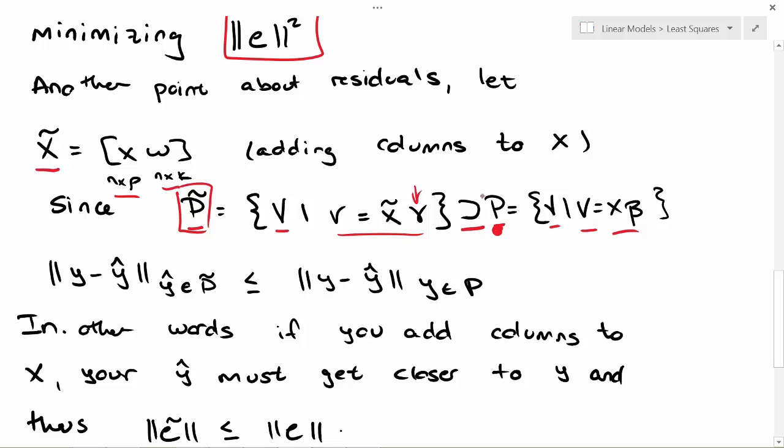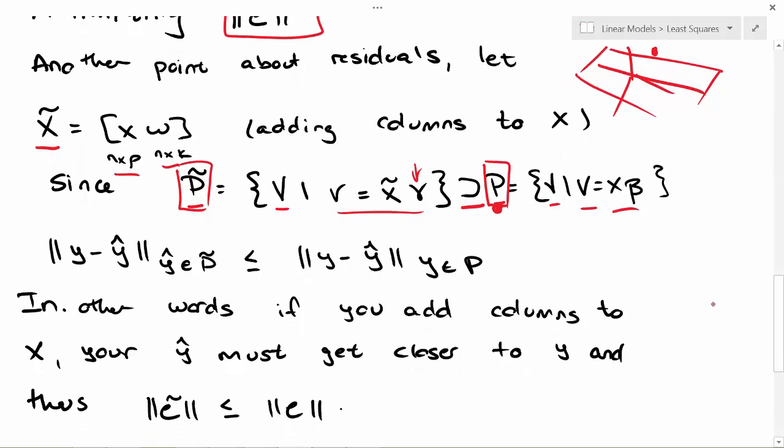So when we add columns to X, we make the plane that we're trying to project on bigger. We're adding dimensions to it. So if in our picture where y is a point in R3, our X is simply a single vector, then we're trying to project on a line. If we add another column, then that line turns into a plane, and that plane of course contains that first line as a special case.